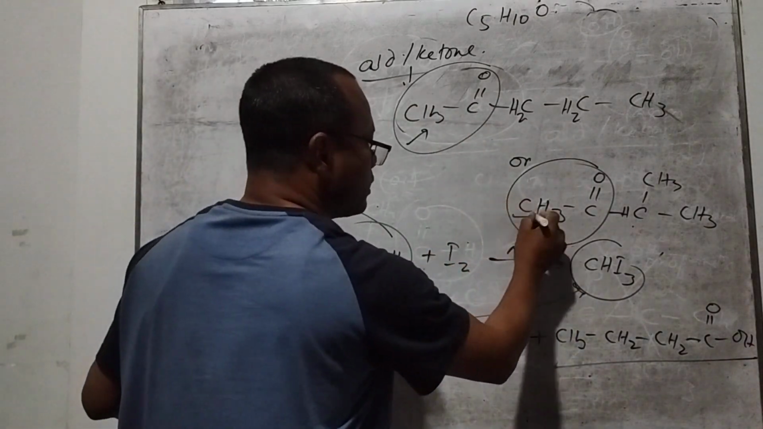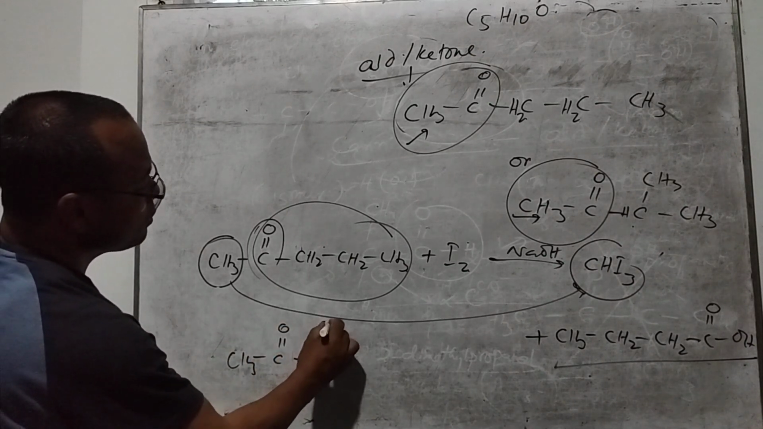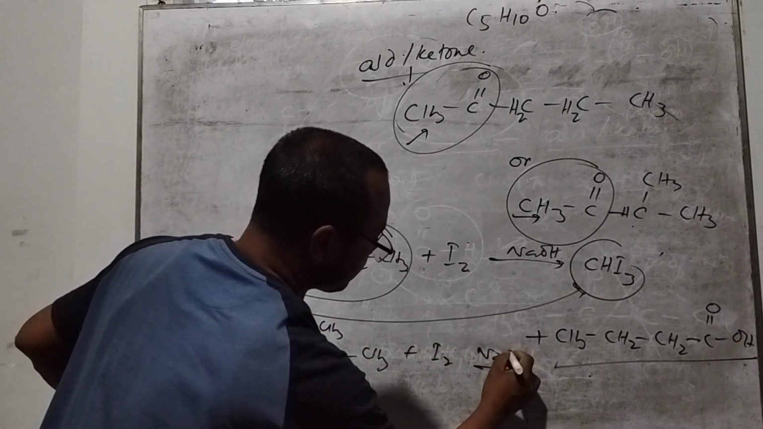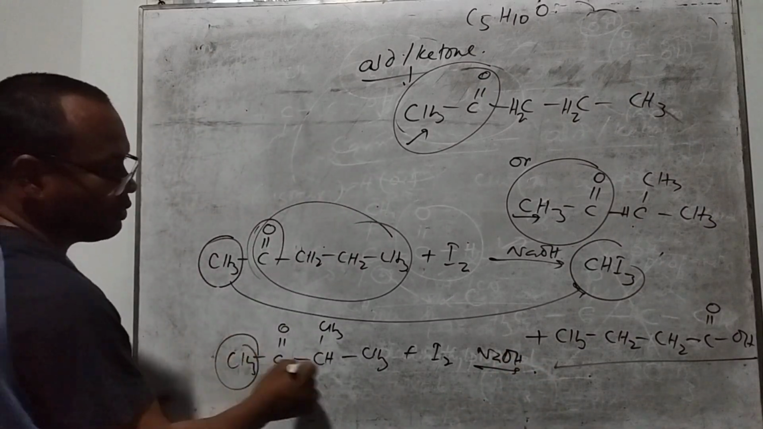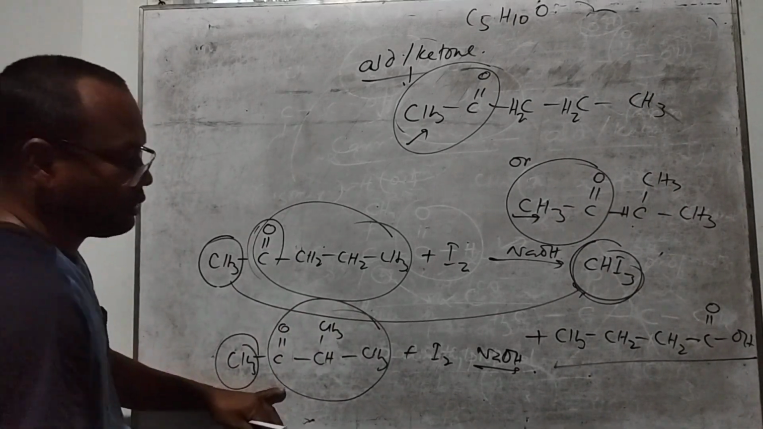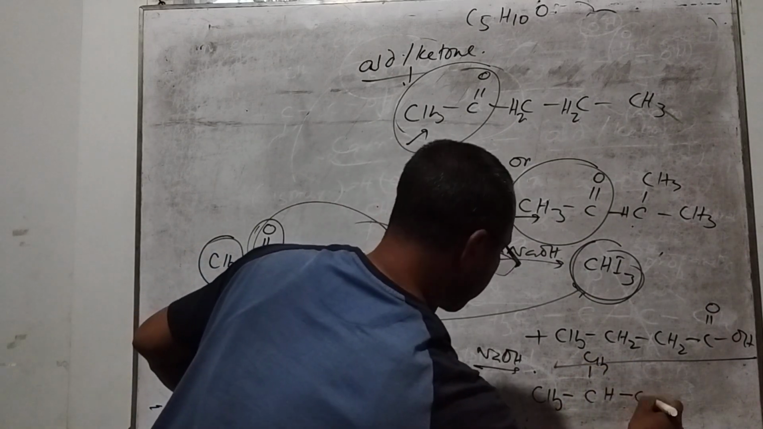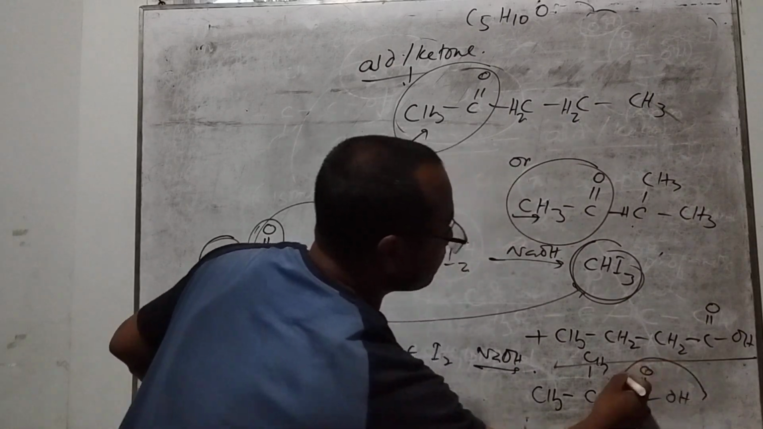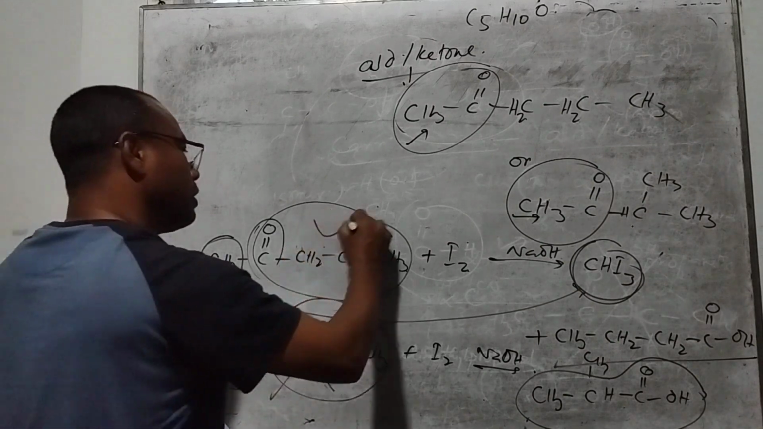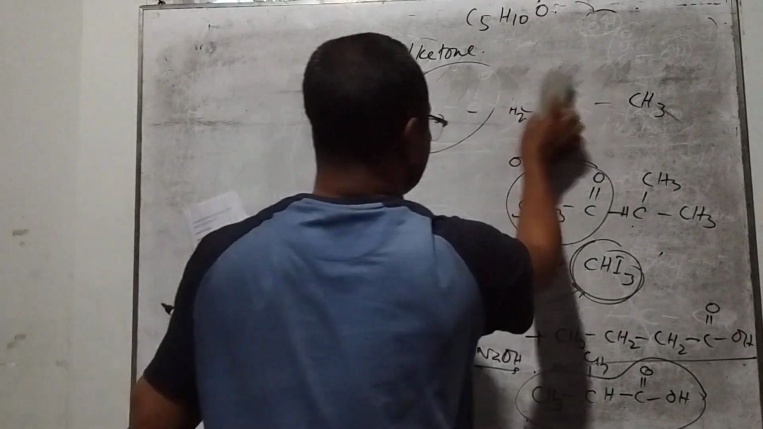But if this other one undergoes the iodoform reaction, yes, this compound will form the same iodoform, but the remaining part may not be butanoic acid. This is not butanoic acid, this is propanoic acid. Therefore, this isomer is not possible. It should be this one, right? Understand? So this is the second answer of this question.